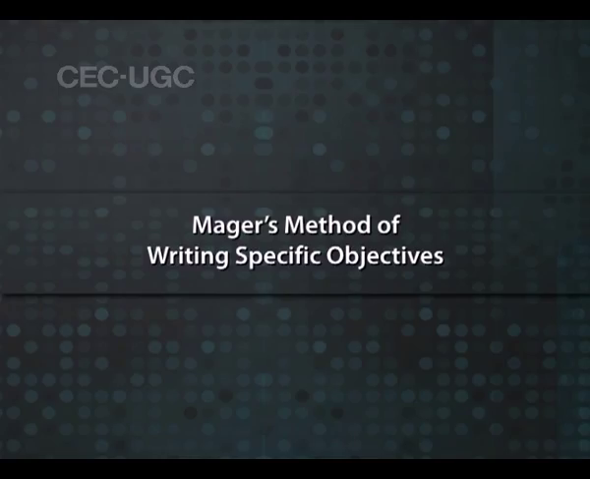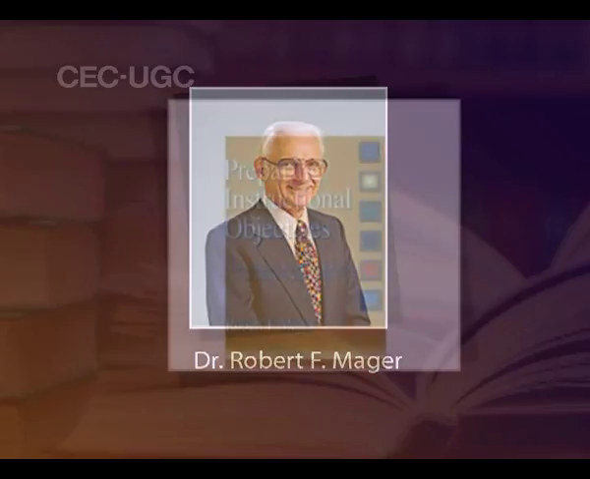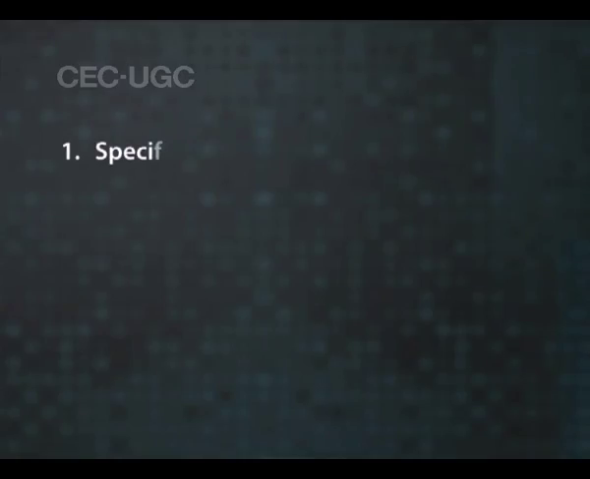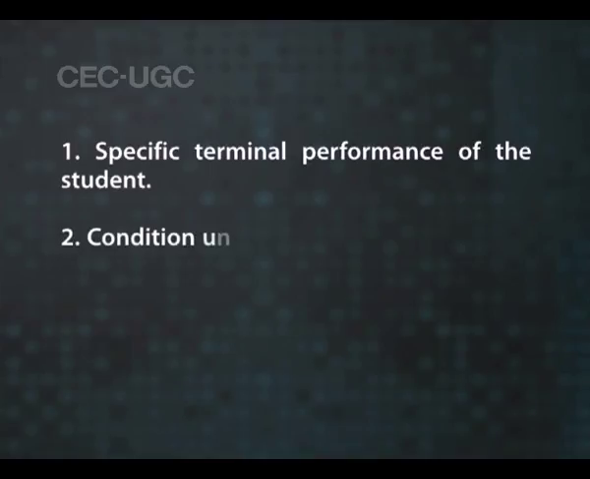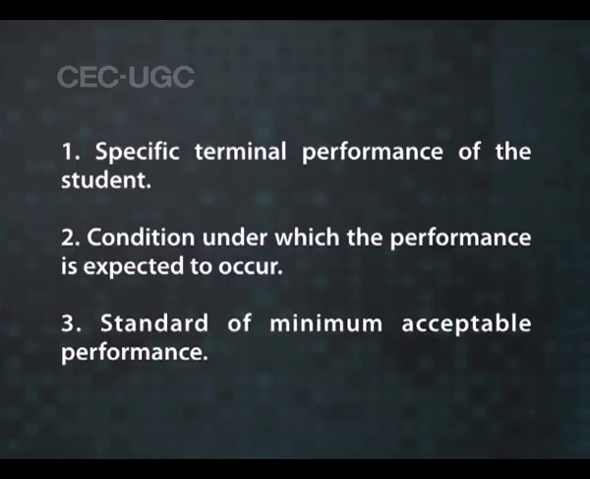Major's method of writing specific objectives. Robert Major has suggested the following criteria to be incorporated in stating every specific objective. It must include specific terminal performance of the student, condition under which the performance is expected to occur, standard of minimum acceptable performance.